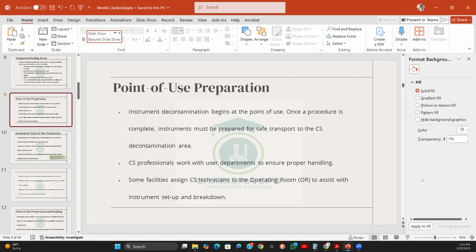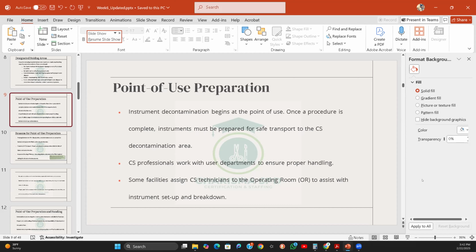So now let's look at point of use prepping. Now, what actually are we supposed to do when we are in the usage area, in the OR, in the labor and delivery, at the emergency room, or at the endoscopic center? What at all are we supposed to do?